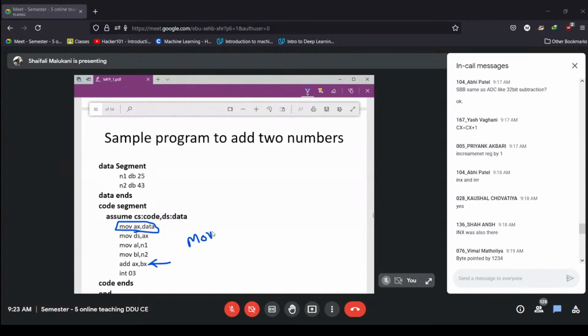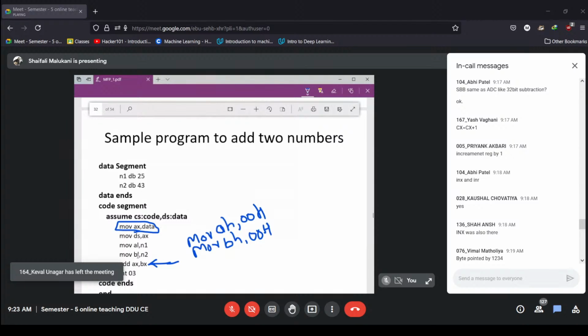Move AH, 00H. Move BH, 00H. I am changing AH, no? If I add like this and use this instruction, there will not be a problem now. Is it okay?